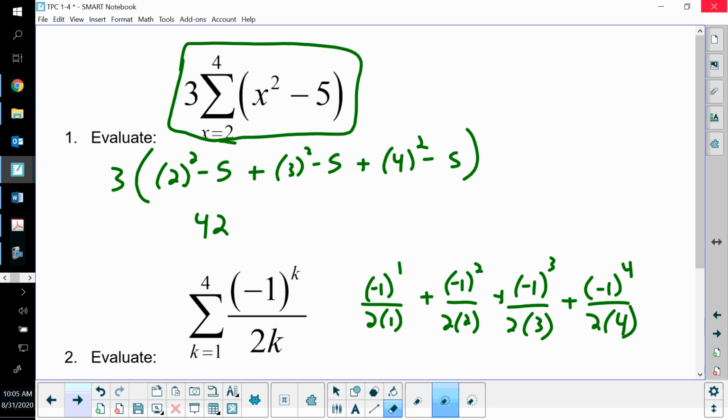And I would say it's probably easier to just put in the original summation for this, but we would eventually get negative 7/24.